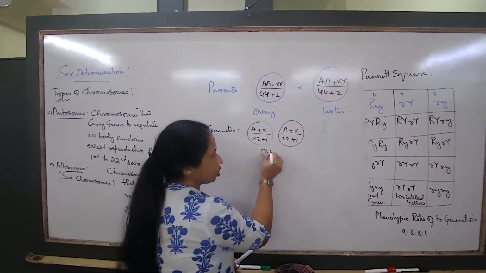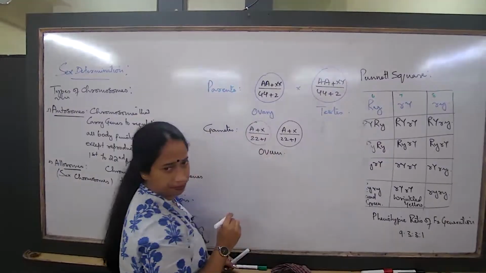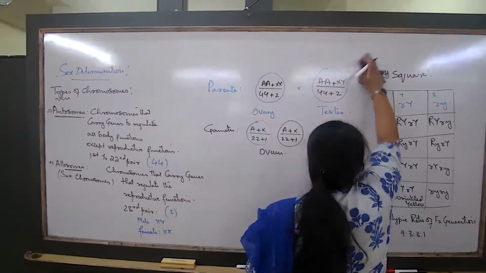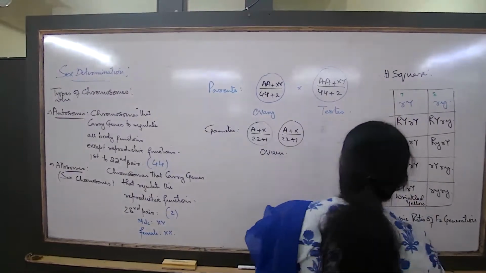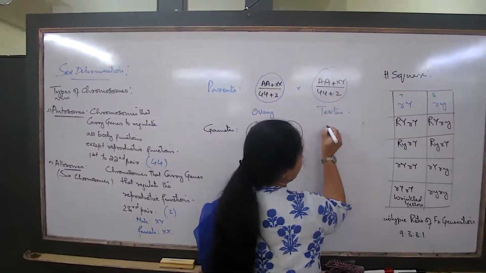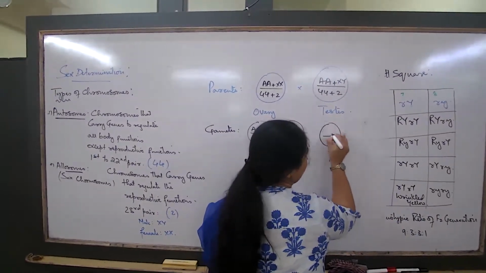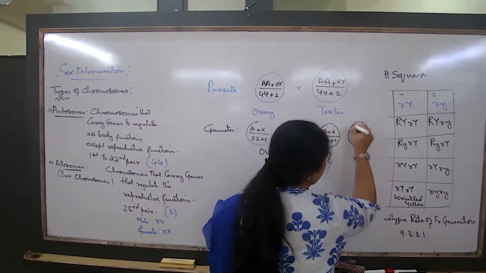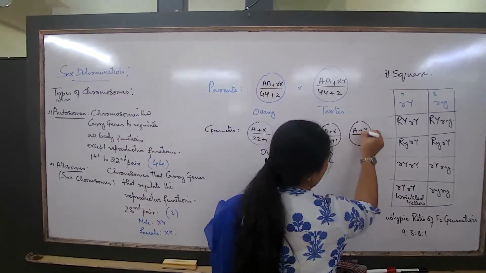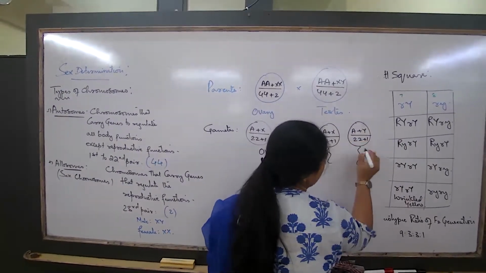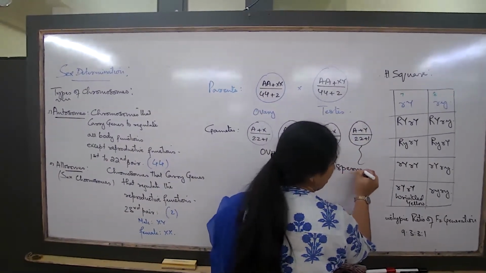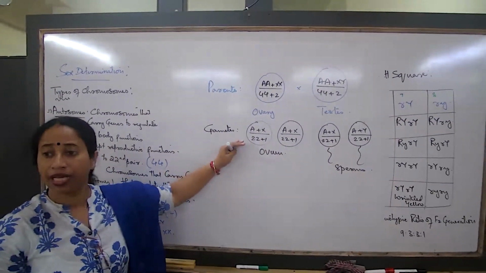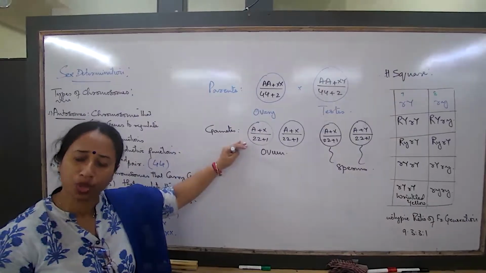What are female gametes known as? Ovum. What do I write this side? If it is a concept of male gametes, what to write? How many types of gametes? This is one type, A plus X, 22 plus 1. The other type is A plus Y, 22 plus 1. What are the male gametes known as? Sperms. Clear hai?